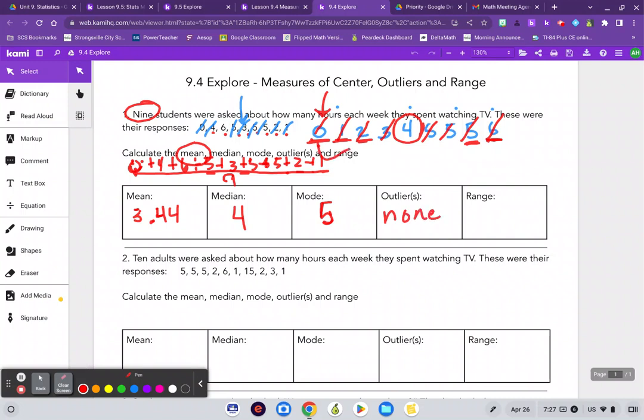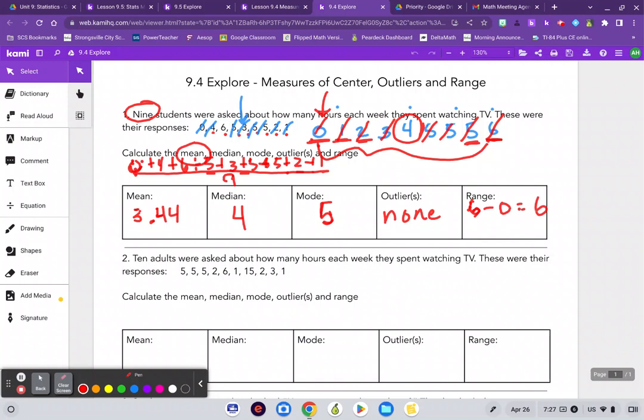Range is the distance between the biggest and smallest. And so not just that you're going to say from 0 to 6, but we're going to say 6 minus 0, which is 6. So the length of this data set, or the distance between these data points, would be 6.